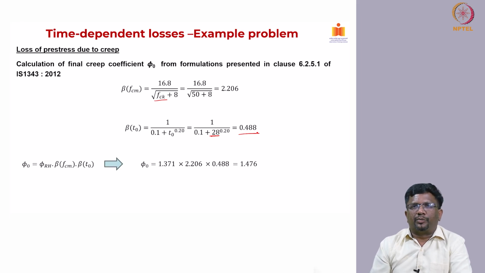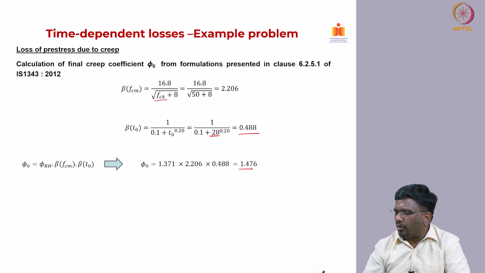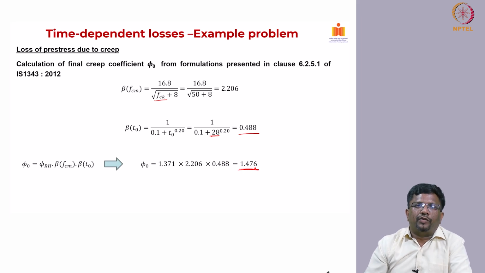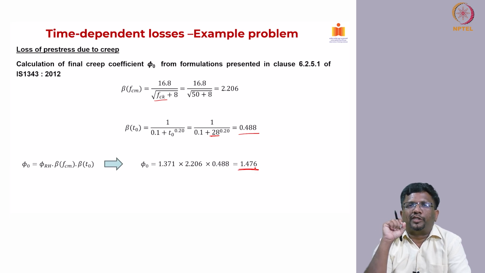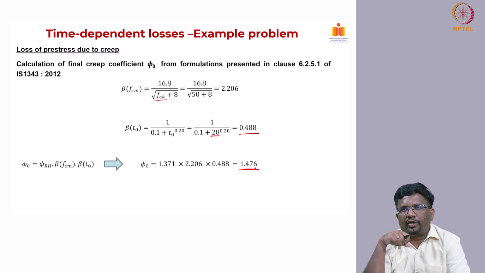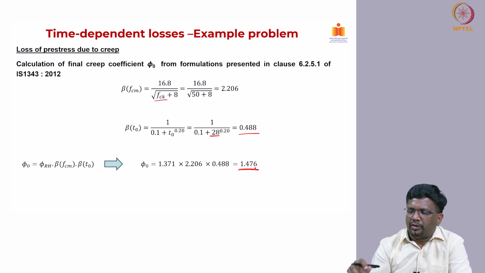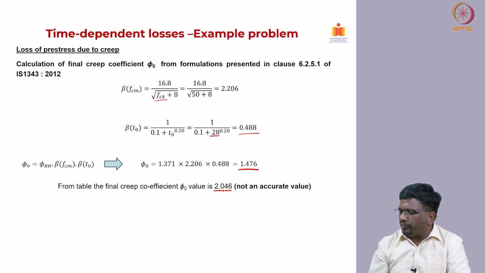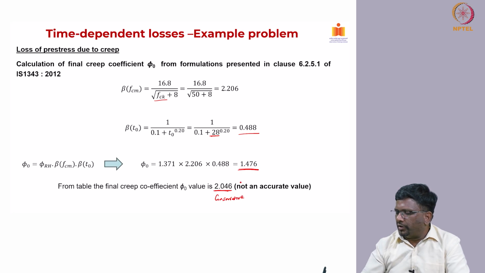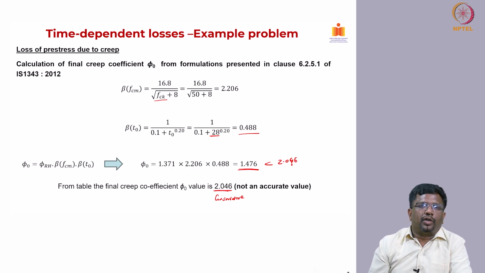Then finally when you substitute all the factors, you get a coefficient of 1.476, which is much lesser than what you got from the table, because table interpolation is a very simple way of quick calculation for your phi naught. But if you want to have more accurate calculation, you have to use these equations, and this way you get your phi naught of 1.476. And you see from the table we got 2.046, which is a conservative one, but this is much less than 2.046, right. So you will get less loss if you use the equations than the table.